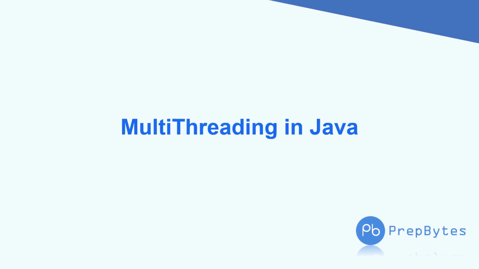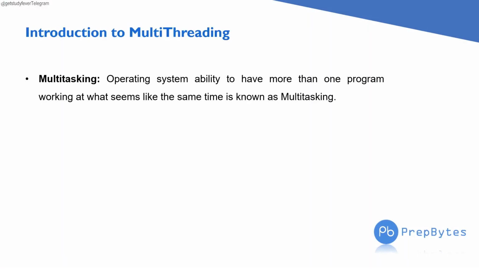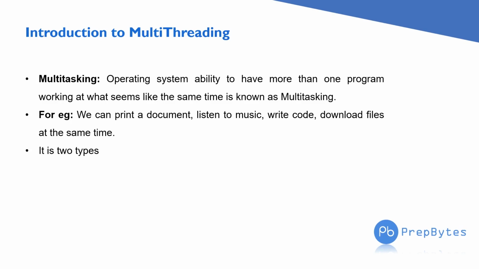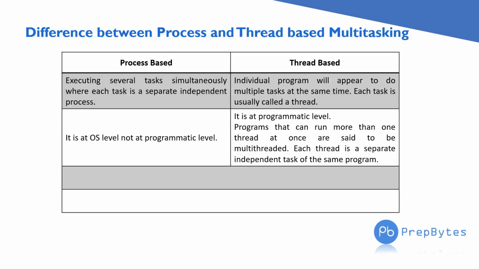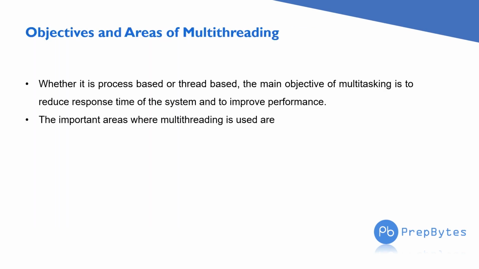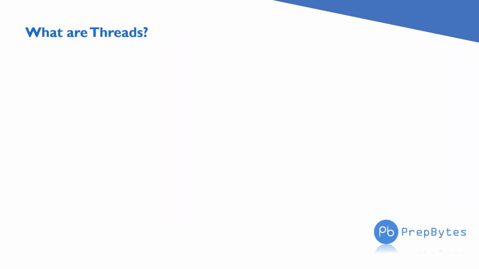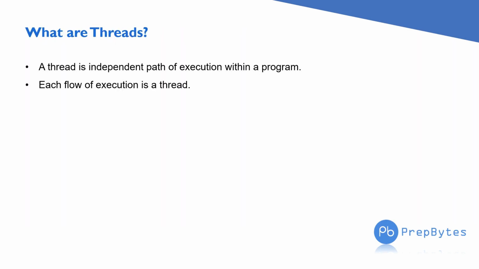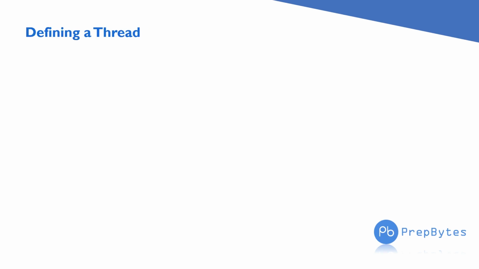So what we have seen in the previous two videos in multithreading in Java: we have seen the introduction to multithreading. What is multitasking? There are two types of multitasking, process-based and thread-based. Important question. Then the difference between process-based and thread-based multitasking, correct? Then we have seen the objectives and the areas of multithreading, correct? Then we have seen what threads are. A thread is nothing but a path of execution, a flow of execution.